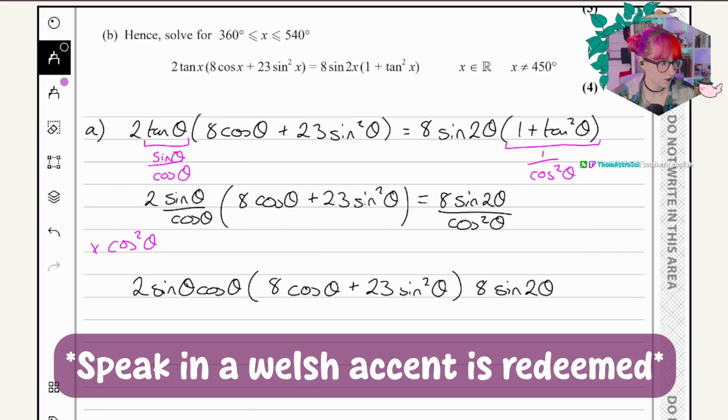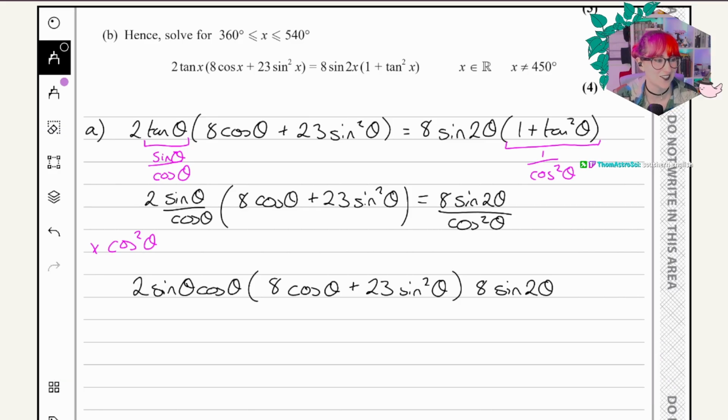Okay, so... oh no. I have no idea what the Greek letters are going to sound like in a Welsh accent. Why have you done this to me?